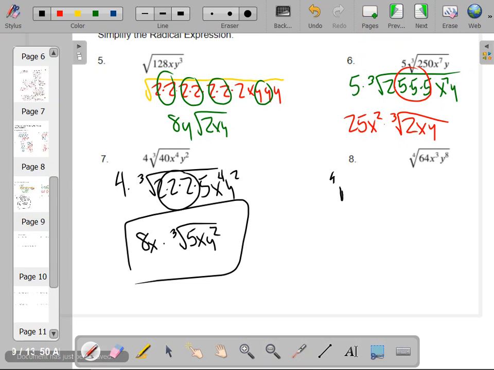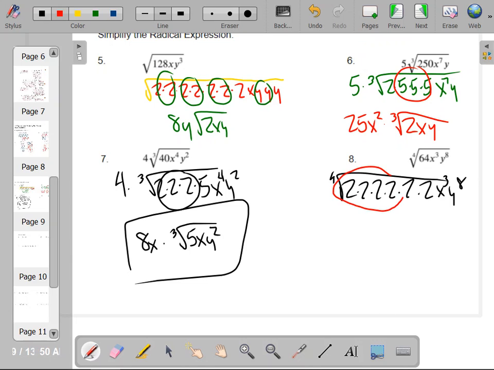64, let's see. 64 is a bunch of 2's. 2, 4, 8, 16, 32, 64, x cubed y to the 8th. So we're looking for sets of 4 now. 1, 2, 3, 4. 2 makes it out. There will be 2 sets of 4 if you have 8 y's, so 2 of them will make it out. So 2y squared on the outside, then the cube root of, I got a 2, and an x cubed, so 4x cubed on the inside. There's your exponents and radicals.